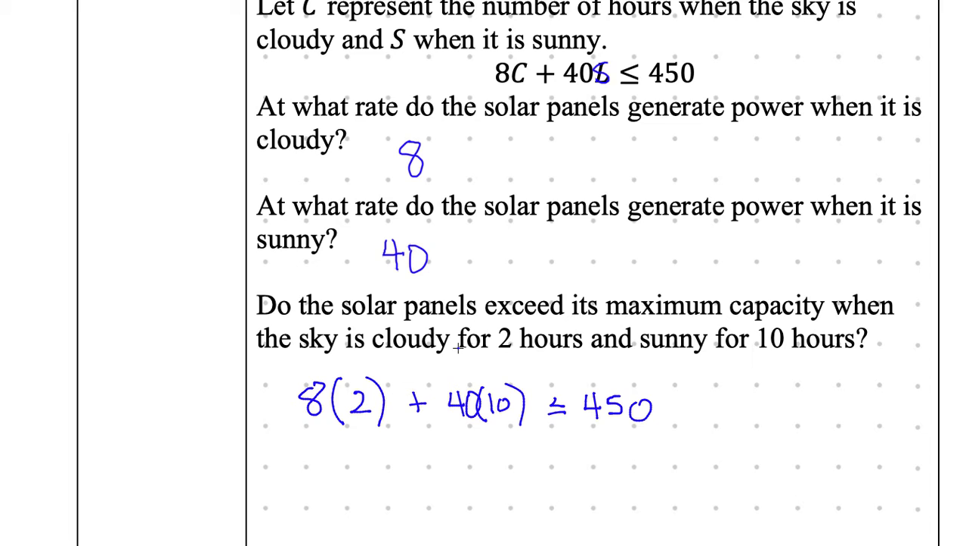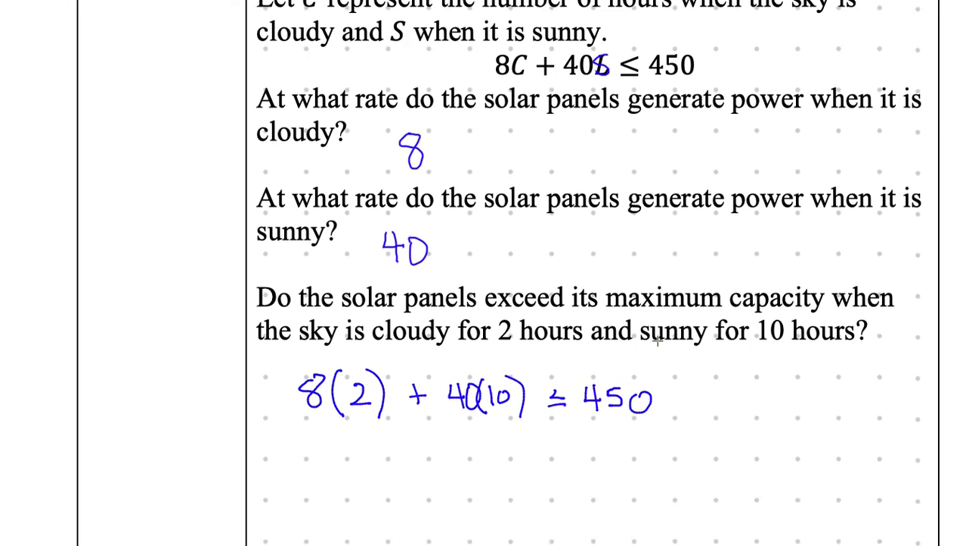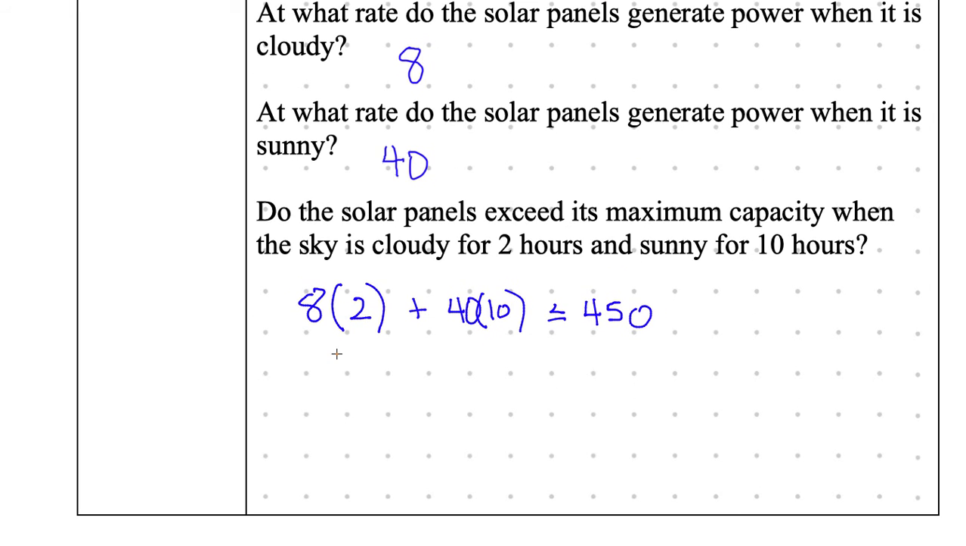Yeah, thank you. Someone else, can you do the math? Is there anyone that still has their card? Ulysses, yeah. I got 8 times 2, 16, and then 40 times 10 is 400, and then adding together and got 460 is less than or equal to 450.